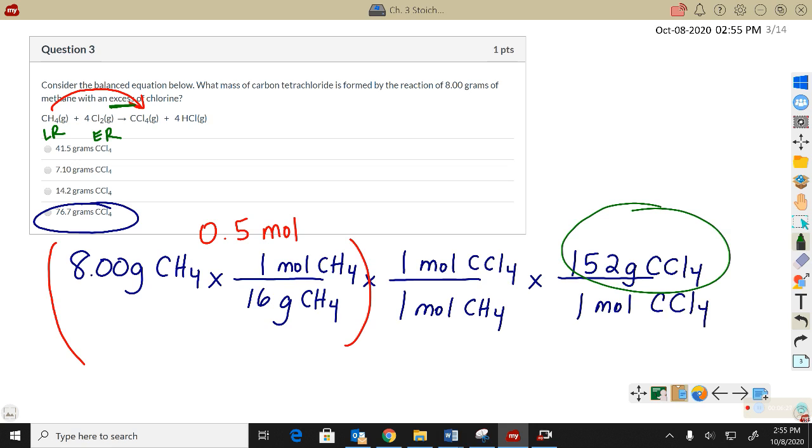Is that like 70 something? There's only one choice that's reasonable. So you don't have to plug this into your calculator to get the final answer. Once you set it up and eyeball it, you look for the answer that's reasonable. Fantastic. I like that one.